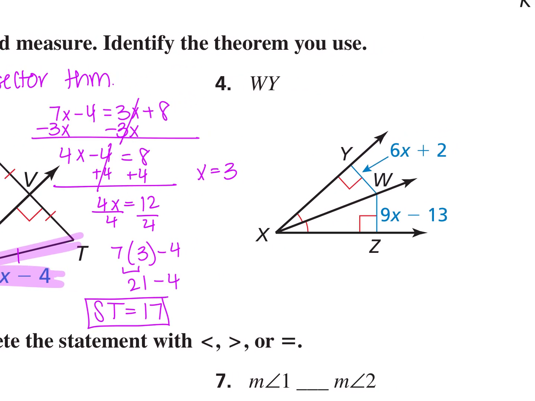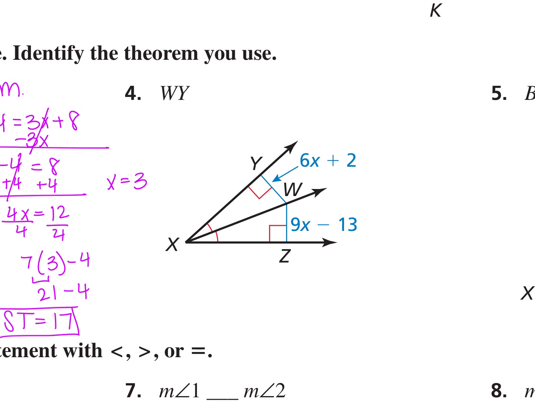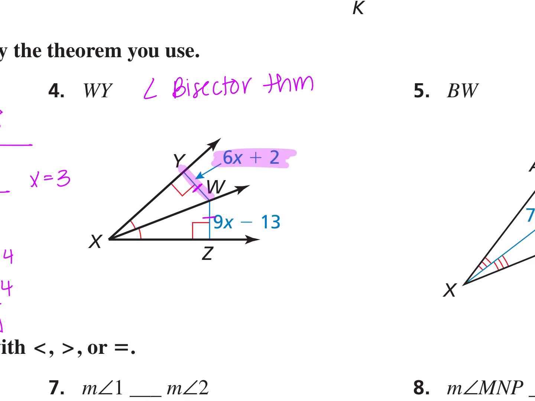All right, looking at number 4, figuring out the theorem first. For this one, I'm going to get the angle bisector theorem. They're giving me my angle bisector. So with that being said, I know that these are going to be congruent, and I have to go ahead and solve for X. They are not asking for X, they're asking for WY. So I need to plug it in. Going ahead and setting them equal to each other, I'm going to have 9x minus 13 equals 6x plus 2.